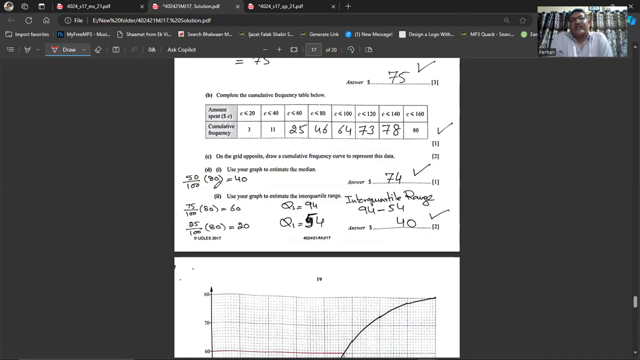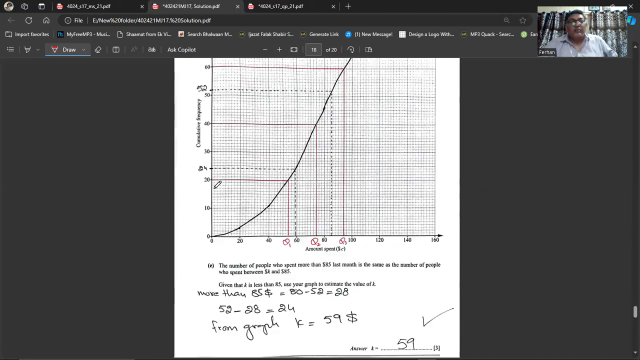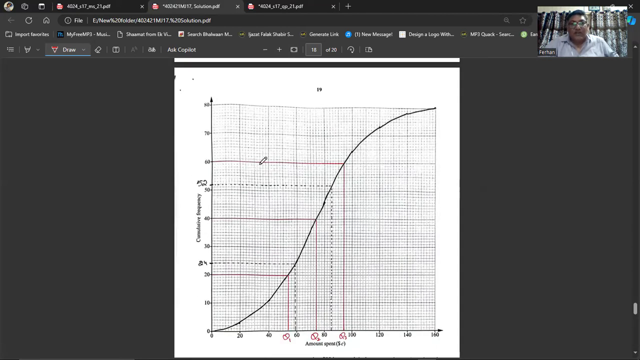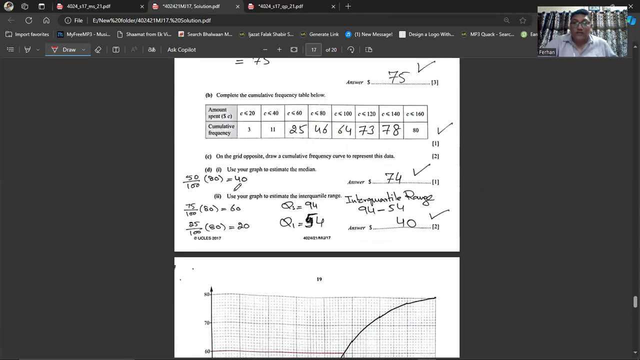The upper quartile is called the third quartile, and the lower quartile is also called the first quartile. For the third quartile, I will find 75% of the cumulative. So 75% of 80 is 60. On my graph, I will check where the 60 is. From there, I will go to my graph. When it cuts the cumulative frequency curve, I will check what the x value under that point is. That is called Q3. That is 94.